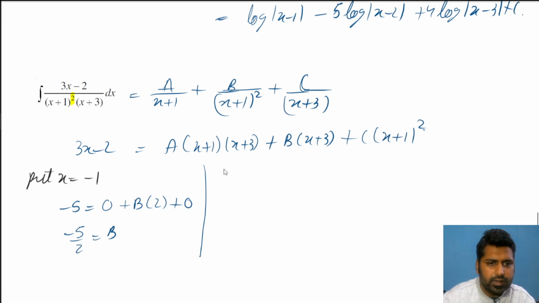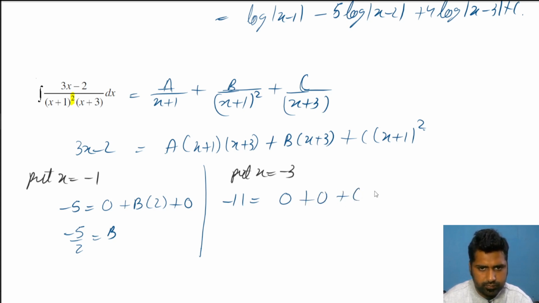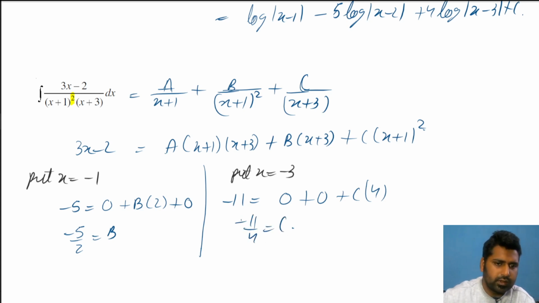Next, you put x equal to minus 3, that will also generate 0 somewhere. So minus 9 minus 2, minus 11, is equal to, this A term again becomes 0, B term also becomes 0, C into minus 3 plus 1, minus 2 whole square is 4, so C is coming minus 11 by 4, that's your C. So by taking x as minus 1 and minus 3, you're not getting the value of A.